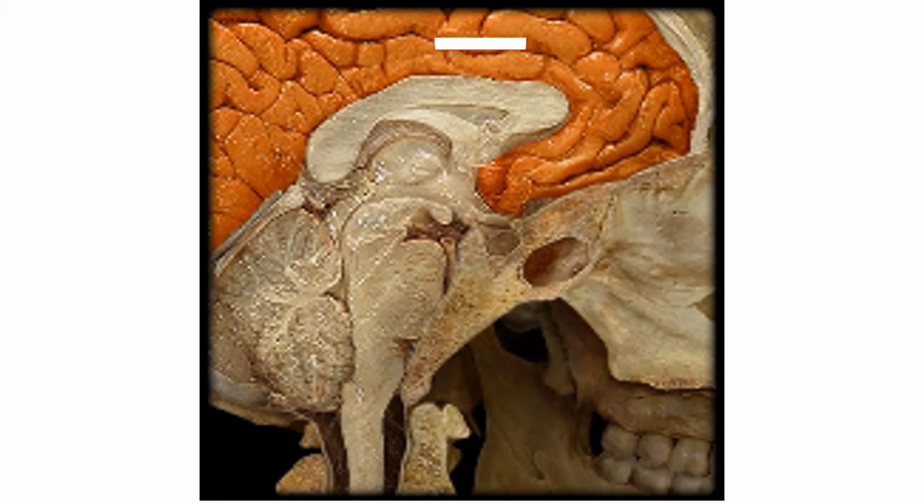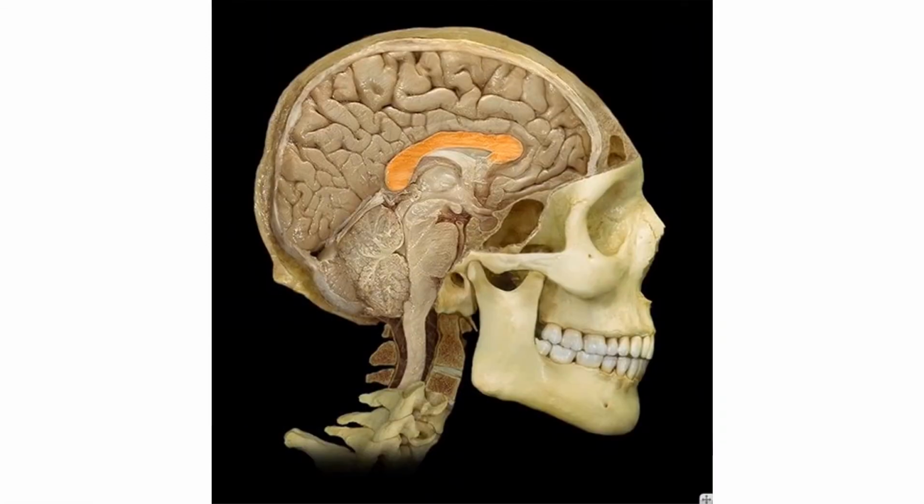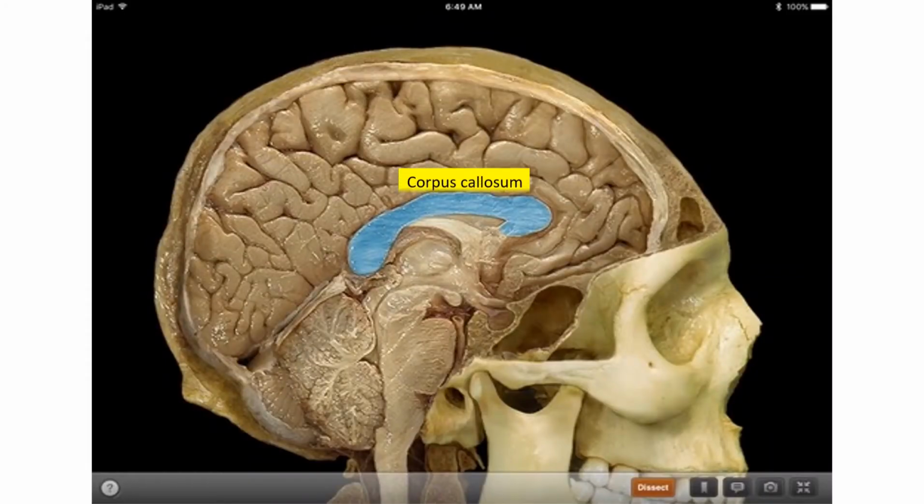We will have another run at the structures we see in the sagittal section of the brain. This orange marked area, of course, is the cerebral cortex with its sulci and gyri. Then this orange structure is the corpus callosum. What is corpus callosum? It is a bundle of fibers, white matter connecting the two hemispheres. And this is also the corpus callosum marked blue, and it is a closer look at the corpus callosum.